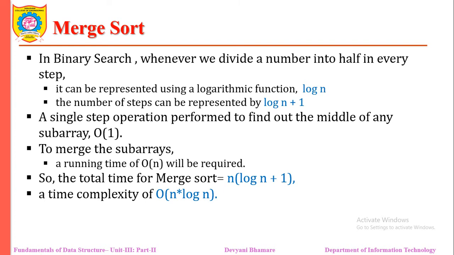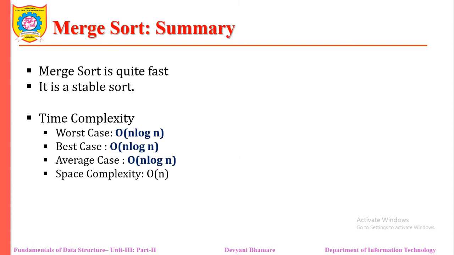So that's why we are saying that the constant part is going to be removed. So we are saying that the time complexity of the merge sort is big O of n log n. If we compare the merge sort with quick sort, then we come to know that merge sort is quite fast and it is a stable sorting technique. The time complexity in the worst case is big O of n log n. Even for the best case and the average case, the time complexity of the merge sort is n log n.